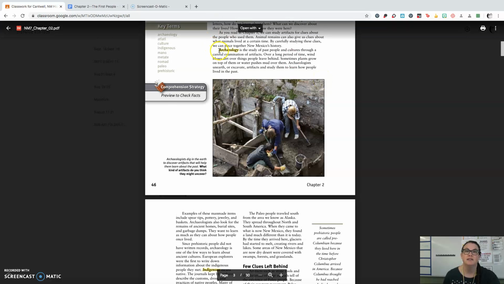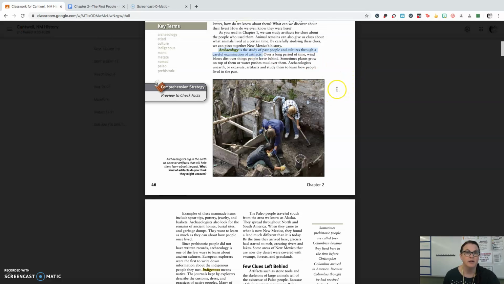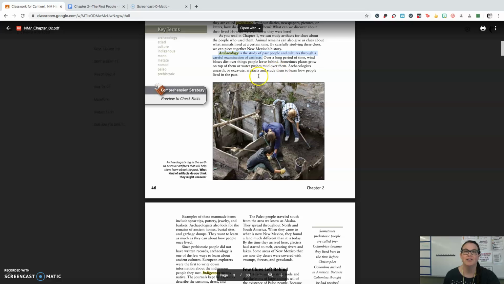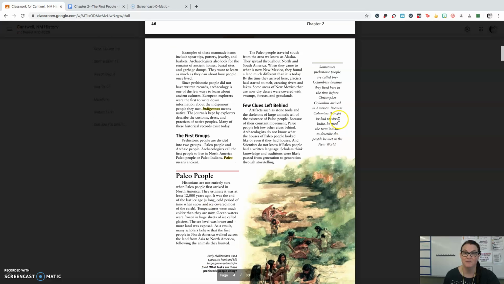They study the clues of history. So archaeology is the study of past people and cultures through a careful examination of artifacts. So over a long period of time, wind blows dirt over things people leave behind. So if you went outside and left, I don't know, a bowl in your backyard, over hundreds of years, that bowl is going to get covered in dirt and debris. And then an archaeologist would come around and say, hey, I would like to find out about this guy. And they would excavate and unearth in your backyard to learn about how you lived. That's what an archaeologist does.